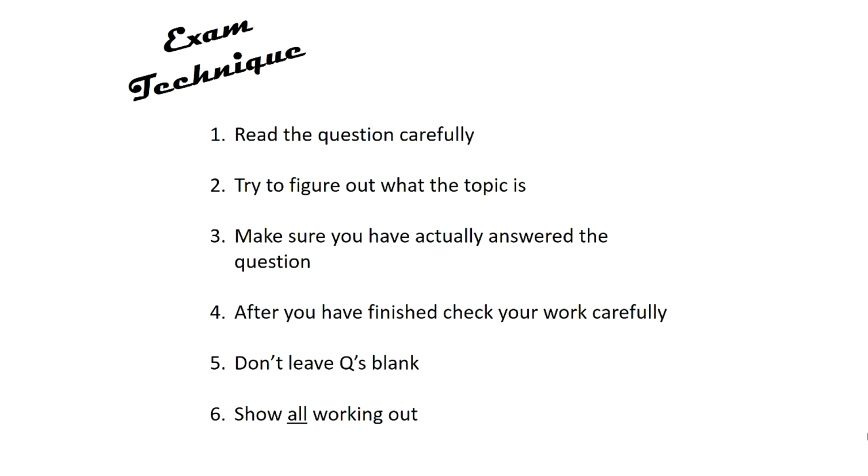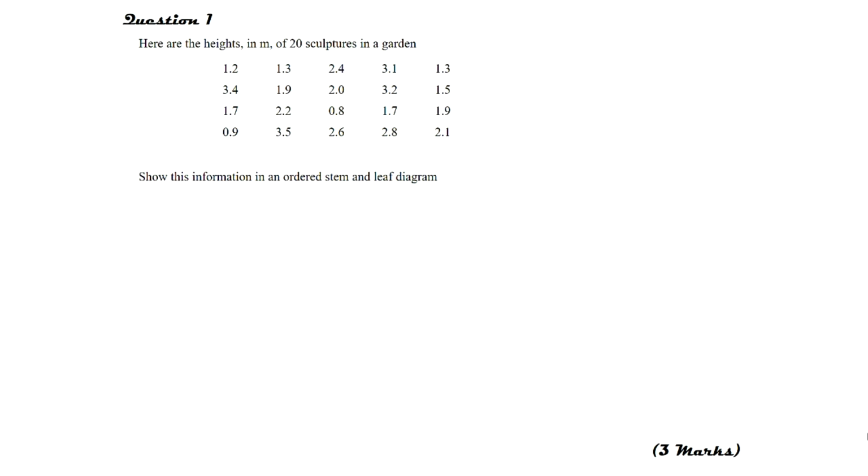Okay, let's get started then with question number 1. So this is a fairly common question, stem and leaf diagram, and what I would do with this one, a little bit of technique for you, is every time I put a number into my stem and leaf, I would just cross it off so that I don't double count any of them.